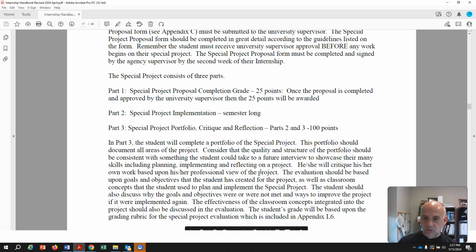One thing that you have to do is write goals and objectives for your special project. Again, remember, objectives should be measurable and should be benchmarks of success. It's not, I created 25 flyers to help promote my event. Well, what's really going to show that you promoted the event? How many people come? Okay.